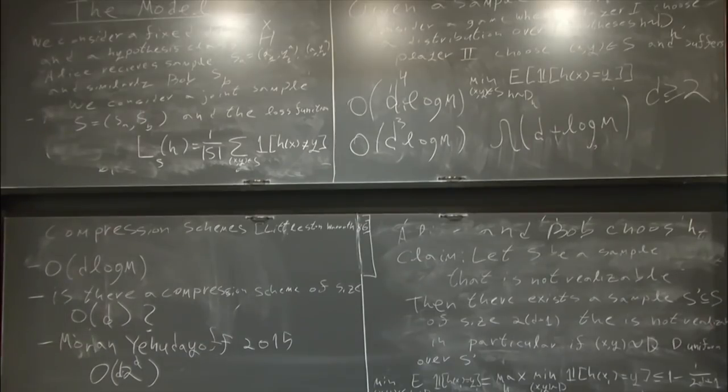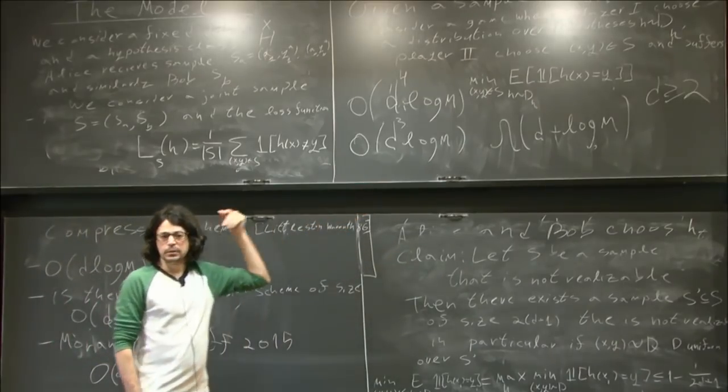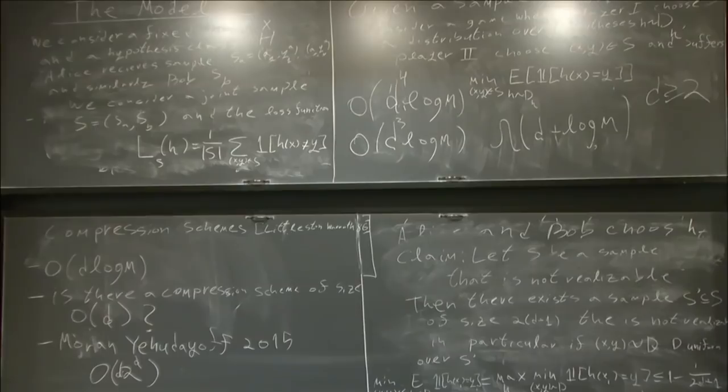But I think what is interesting is, like I said, we have a lower bound of log M. In some sense, it shows that if you look at two-sided compression schemes, then this was actually tight. This is the best you could achieve. And this algorithm inherently cannot be turned into a two-sided communication distributed learning algorithm. Even for half-spaces, we have a very simple compression scheme of size three. And this is still open.